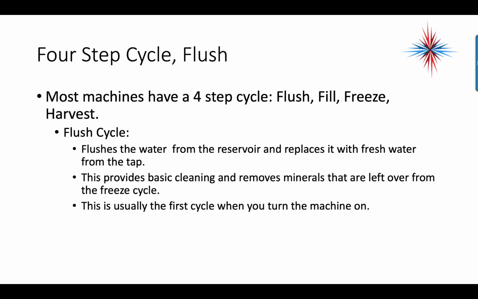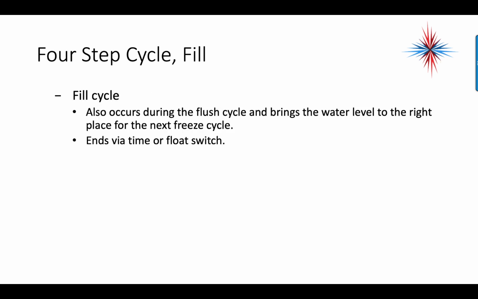Most machines have a four-step cycle: flush, fill, freeze, and harvest. The flush cycle flushes water from the reservoir and replaces it with fresh water from the tap. This provides basic cleaning and removes minerals that are left over from the freeze cycle. This is usually the first cycle when you turn the machine on. The fill cycle also occurs during the flush cycle and brings the water level to the right place for the next freeze cycle. The fill cycle ends via a time or a float switch.